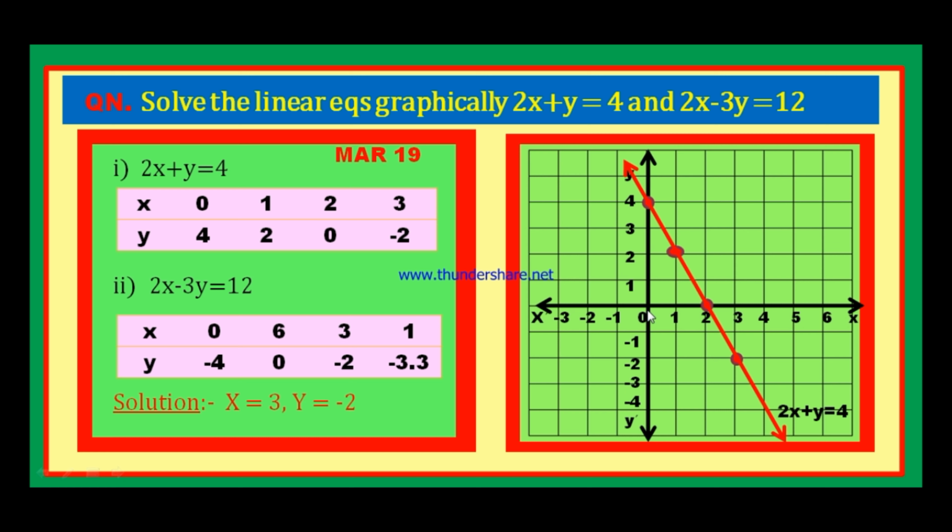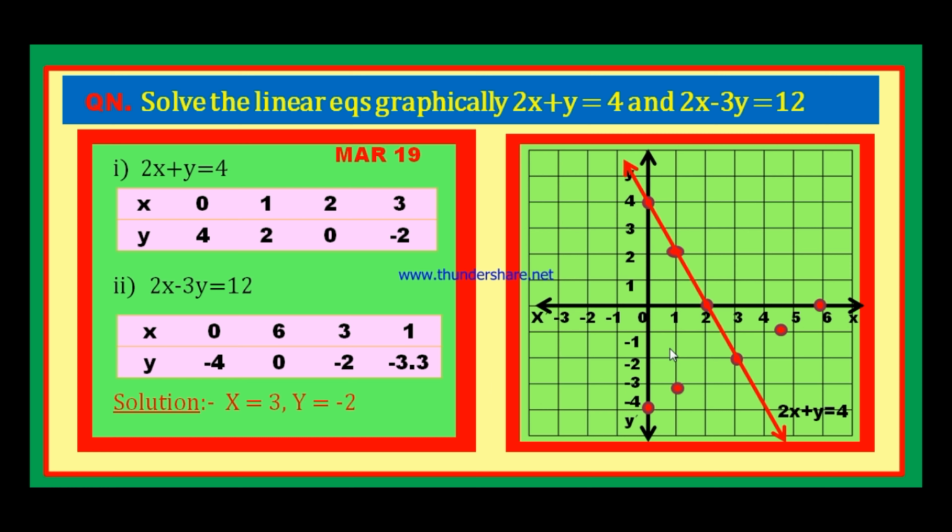(0, minus 4): x is 0, y is minus 4. This is minus 1, minus 2, minus 3 and minus 4. Here is the point. Yes. Next, x is 6 and y is equal to 0. X is equal to 6 and y is equal to 0 means that point lies on x-axis. Next, (3, minus 2). X is equal to 3 and y is equal to minus 2. It is already there. Next, (1, minus 3.3).